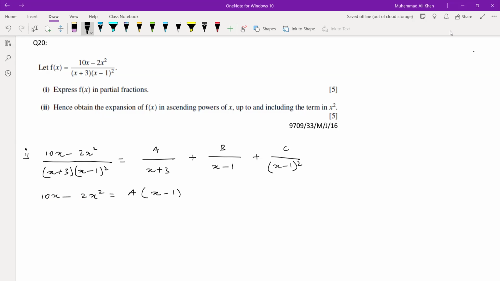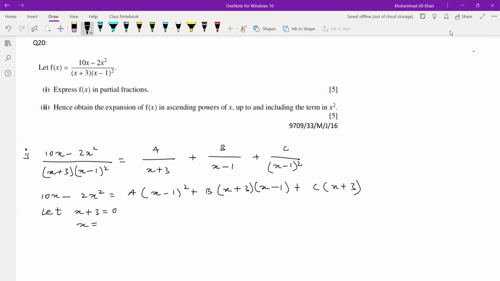Now, अब आइए 10x minus 2x square equals to a के साथ जब क्रॉस मल्टीप्लाई होगा तो x minus 1 whole square. b के साथ जब क्रॉस मल्टीप्लाई होगा तो x plus 3 into x minus 1. और c के साथ जब क्रॉस मल्टीप्लाई होगा तो x plus 3. Any confusion? Clear?